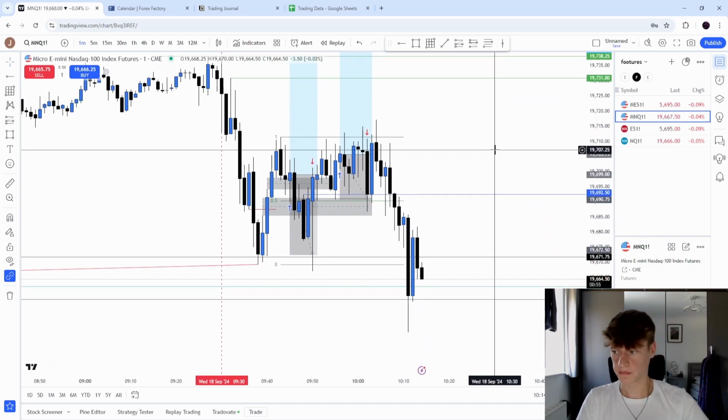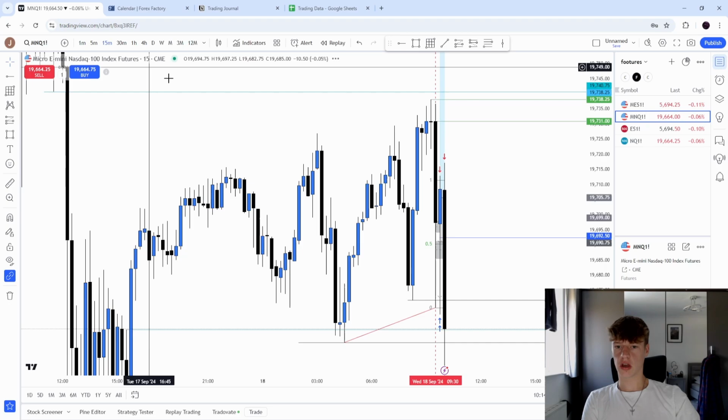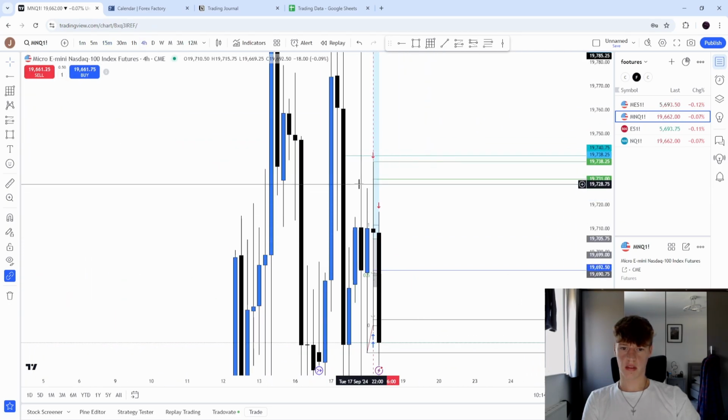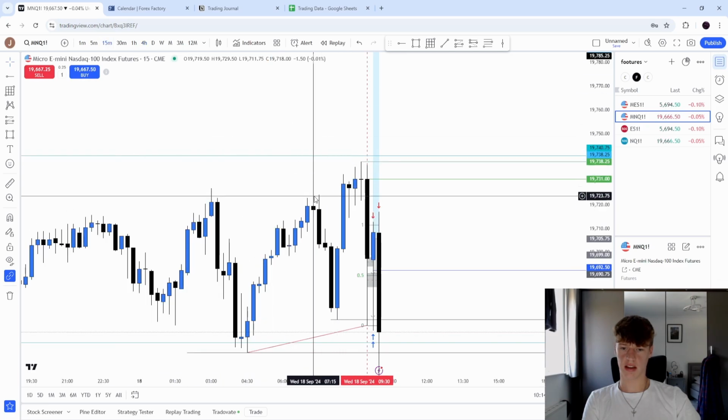So overall, longs weren't the play today, but there was no sweep of highs to go lower, other than these highs getting swept out ages and ages before pre-market, like here.